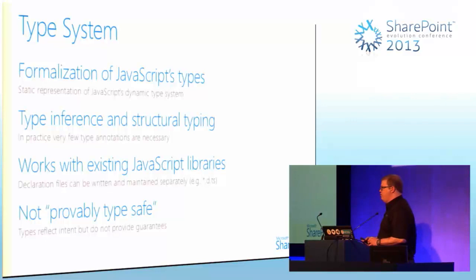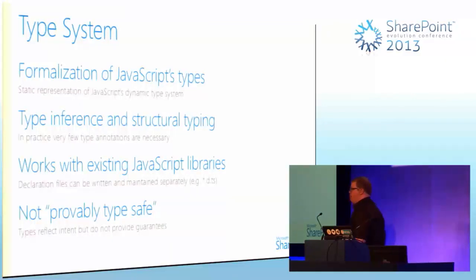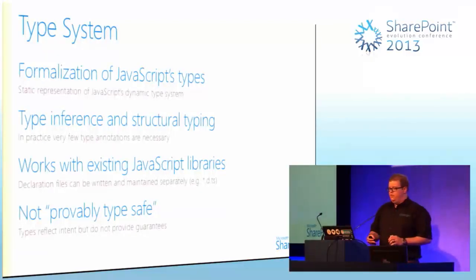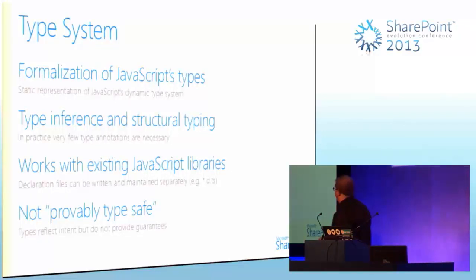So again, we're not making new types here, right? We're not giving you more power. We're not giving you all the typing you would have available, say, in a language like .NET. But we're making them formal. We're going to have some type inference and some structural typing. And again, it works with the existing JavaScript libraries.